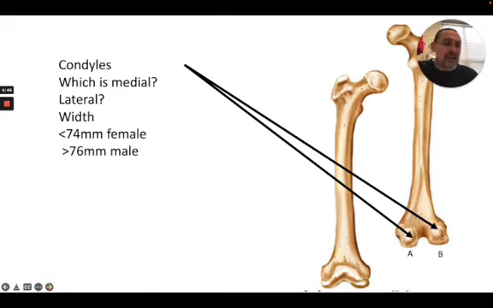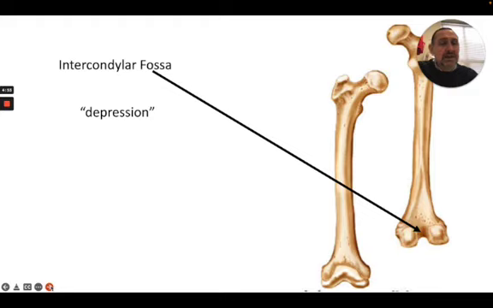These parts that stick out are called condyles. Remember, epicondyles are a bump on a bump. So these are the condyles. Those are the major bumps. The epicondyle is a bump on that bump. And then just like in the humerus, there's a fossa, a depression. That depression is going to help articulate the leg.